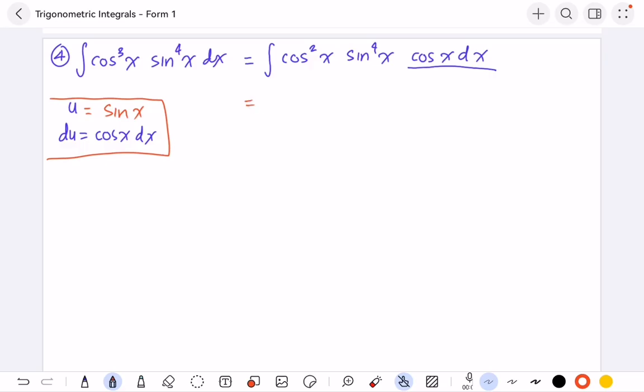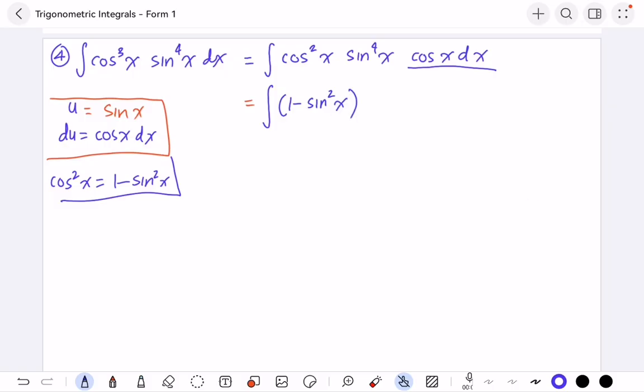I will repeat, everything else except du must be in terms of sine. So in other words, I need to replace cosine square. And I know that cosine square x is equal to 1 minus sine square x. So I have here the integral of 1 minus sine square x times, let me copy, sine to the fourth x and cosine x dx. Actually, you can already proceed with a substitution here.